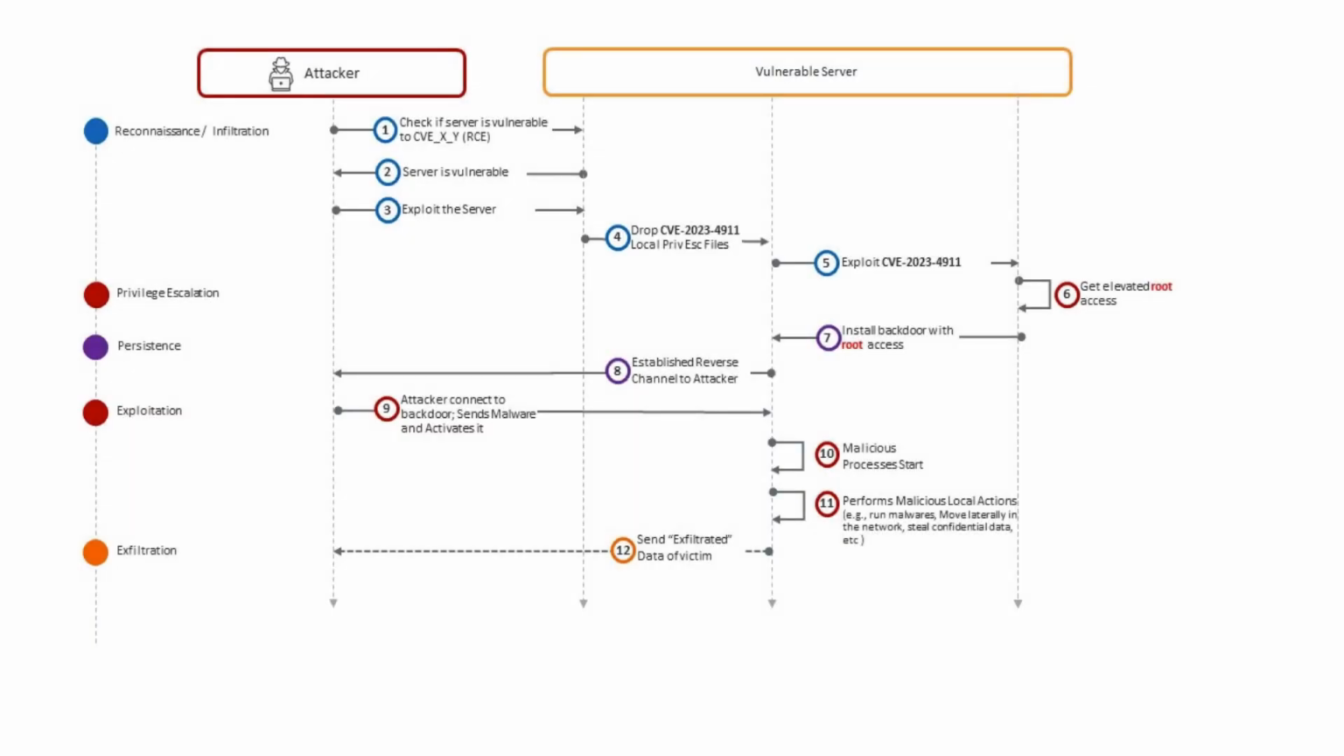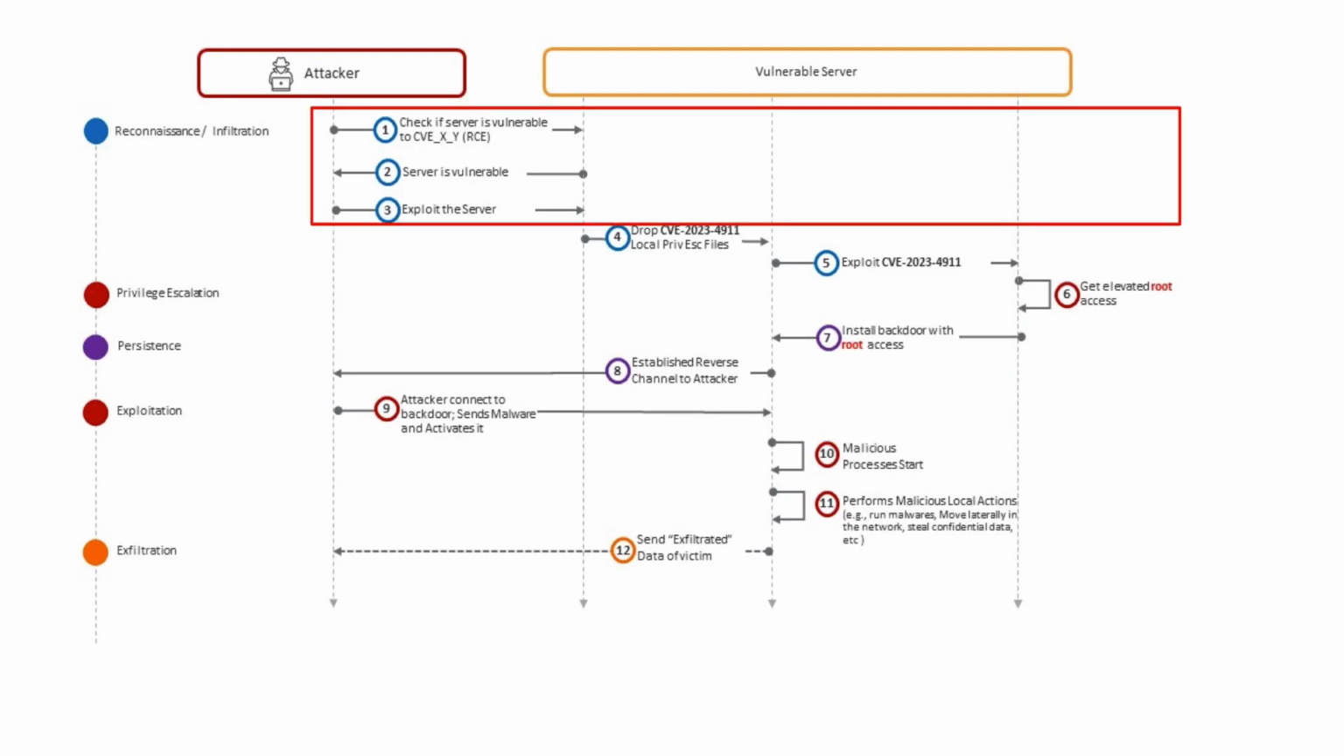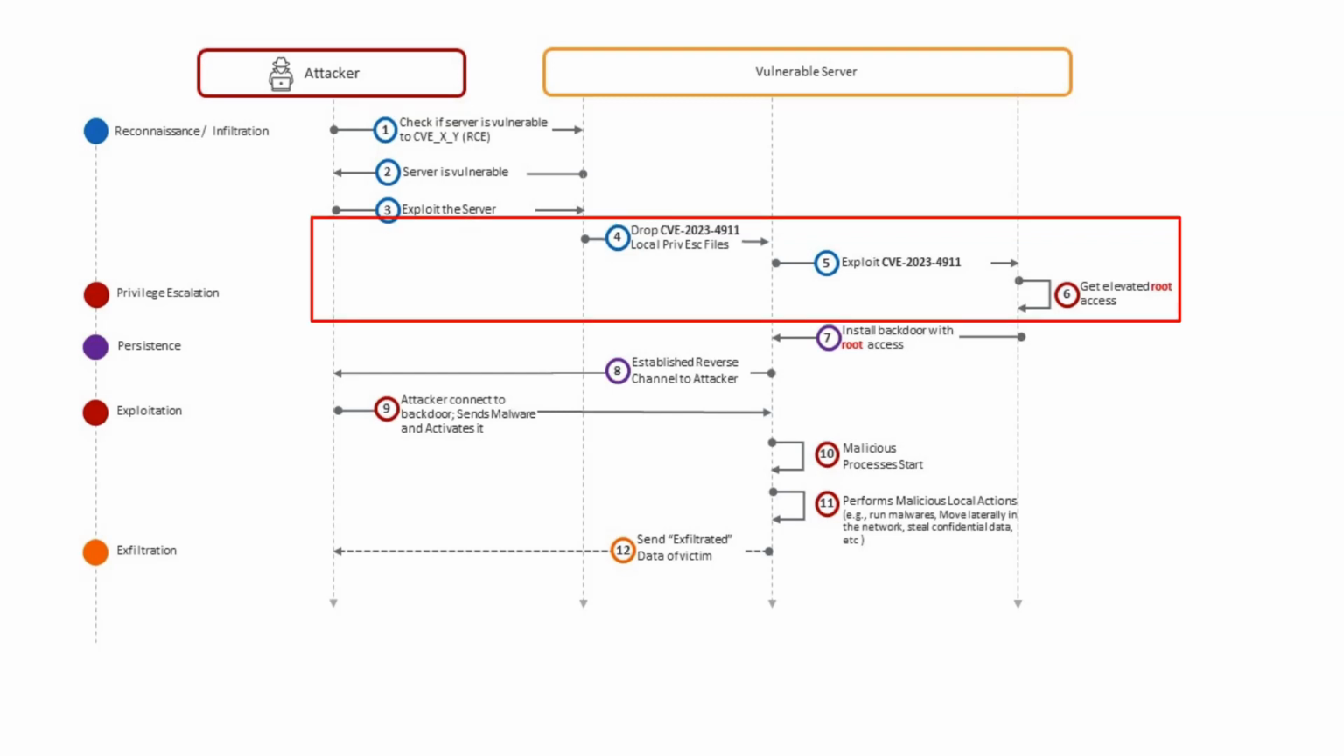This is the attack kill chain. At step 1, the threat actor performs reconnaissance to check if the workload is vulnerable to some RCE CVE. Once the threat actor confirms the workload's vulnerability, they proceed to execute the exploit in step 3. During step 4, the attacker deploys the necessary files for local privilege escalation using CVE 2023-4911. Finally, in step 5, they exploit the vulnerability to gain root access as illustrated in step 6.